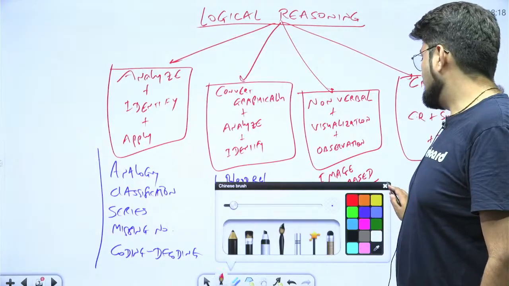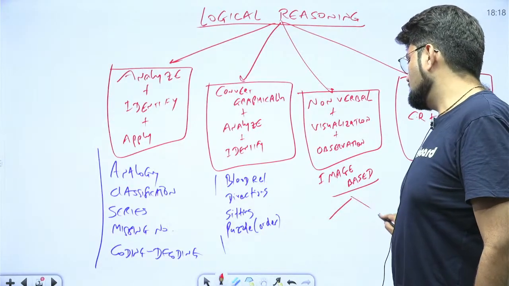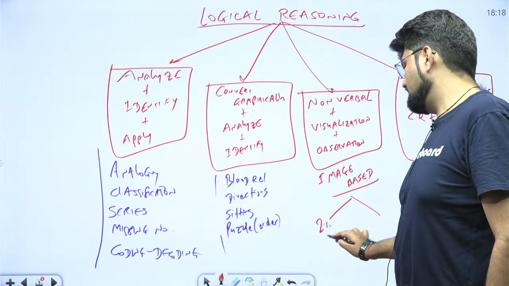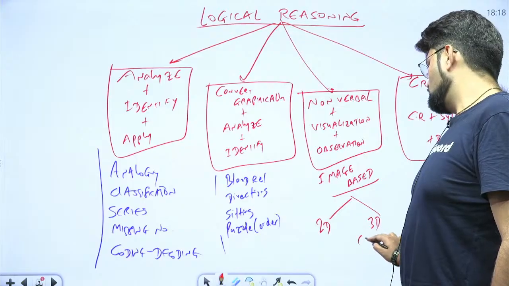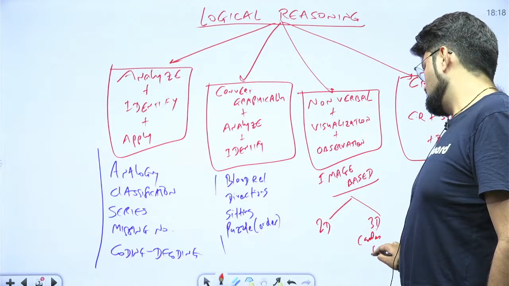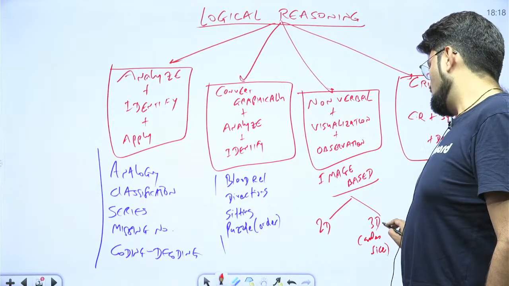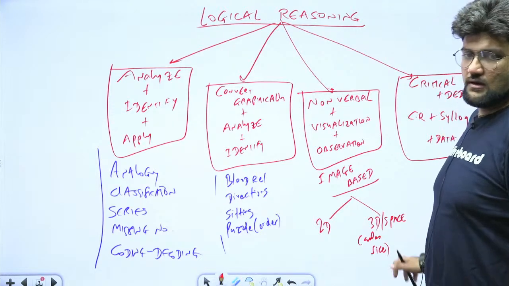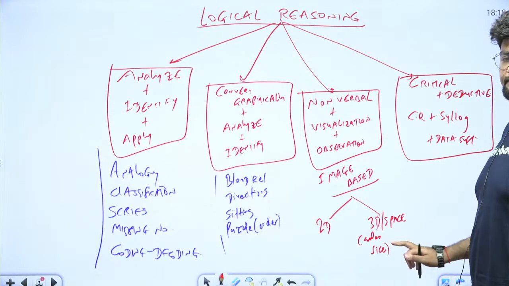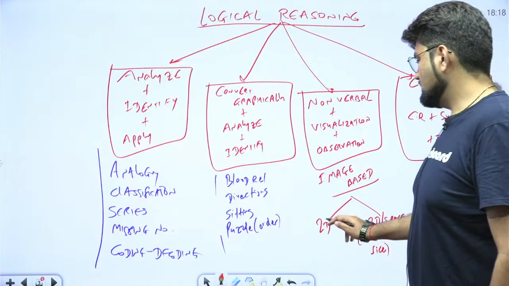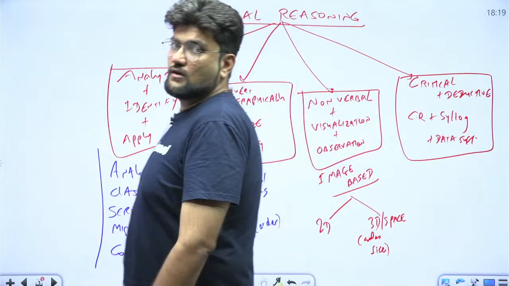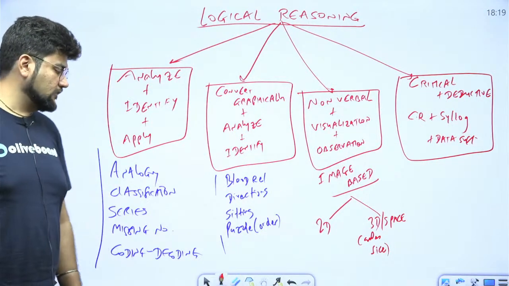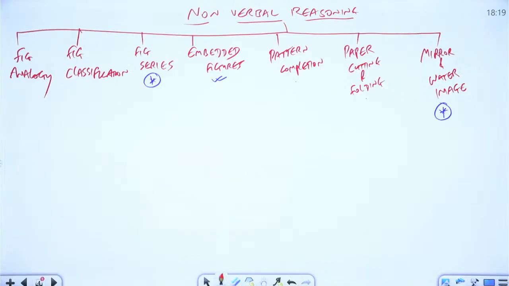But if you still want to make it a part of non-verbal, you will divide it into two parts, mostly 2D figures and 3D figures. Your cubes and dice will be a part of this. So we call it 3D or space visualization, or spatial arrangement. This is where it comes. Dice and cube. 2D is the rest of them which we have studied right now. So for non-verbal reasoning, those are the topics which you are going to understand and study.